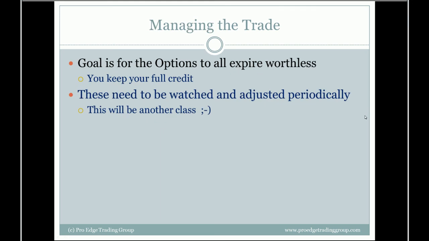Now, managing the trade, I'm going to have to do another class on managing the trade. I'm also talking about doing another class on expectancy because I know that that's a confusing topic. But the basic goal of this trade is to let the options expire worthless. The goal is to keep your full credit. Now, we all know that Iron Condors do need management. They need to be watched and adjusted periodically. I don't have time to do that today. We'll go over that whole thing in another class.